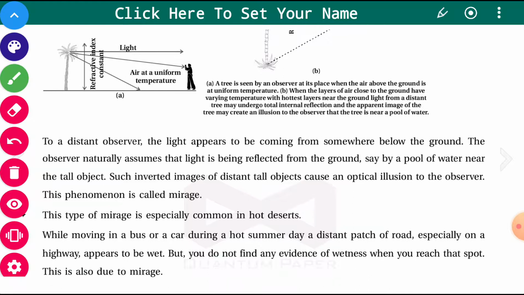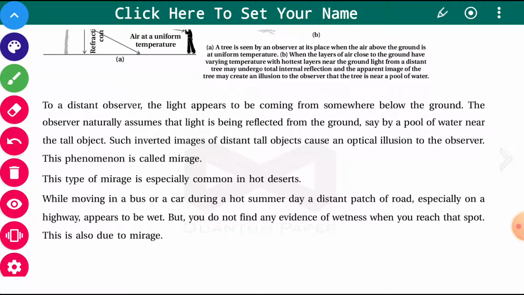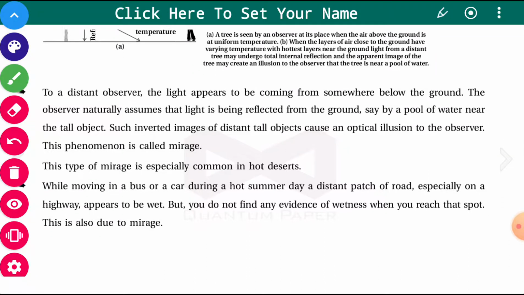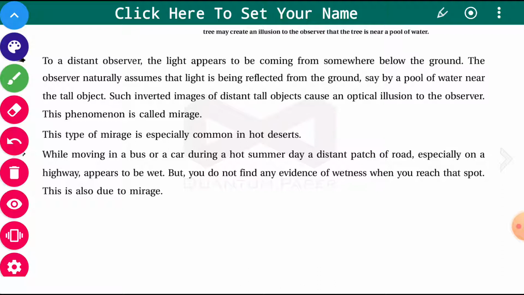To a distant observer, the light appears to be coming from somewhere below the ground. The observer naturally assumes that light is being reflected from the ground, say by a pool of water near the tall object. Such inverted images of distant tall objects cause an optical illusion to the observer, and this is called the mirage. This type of mirage is especially common in desert areas.